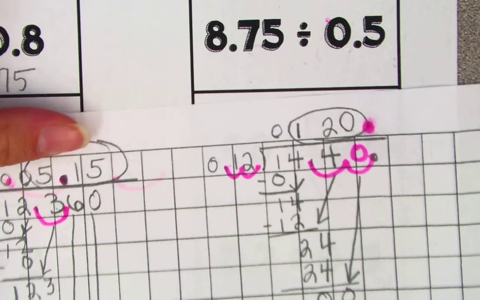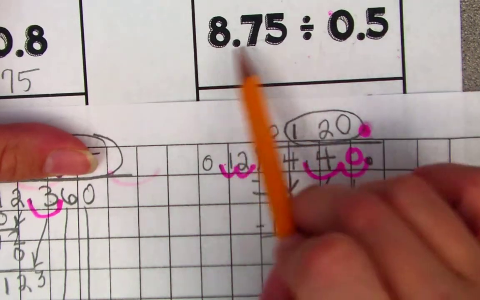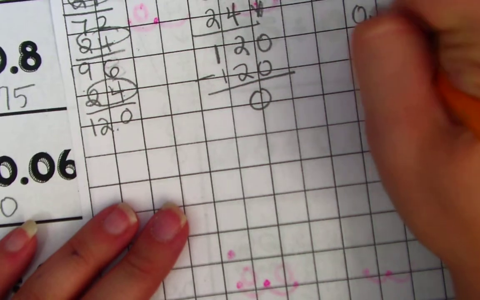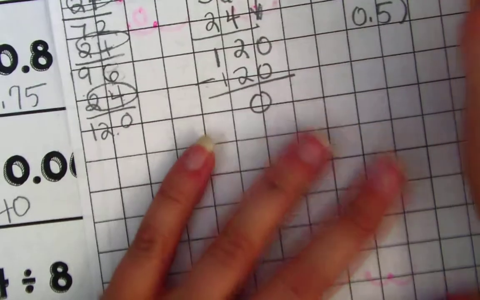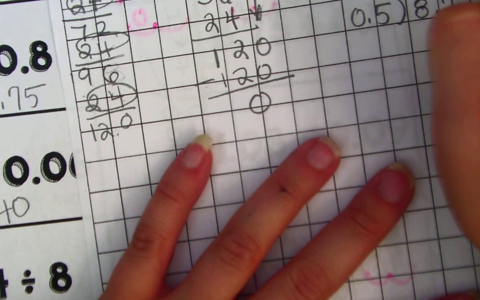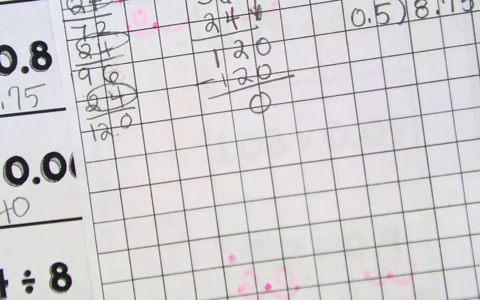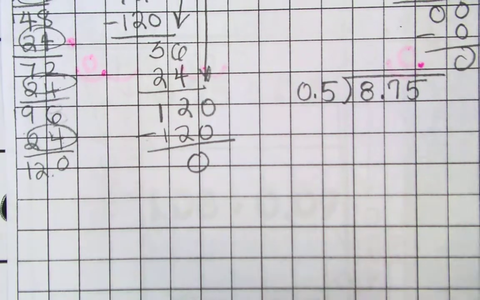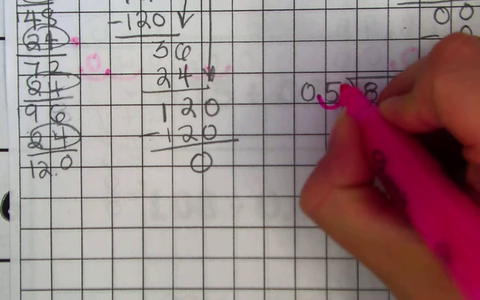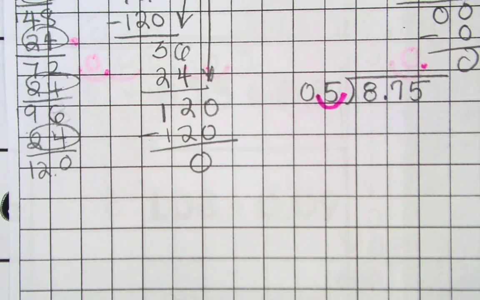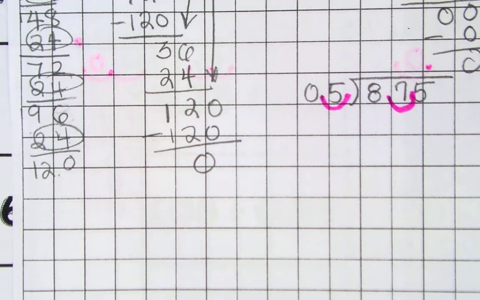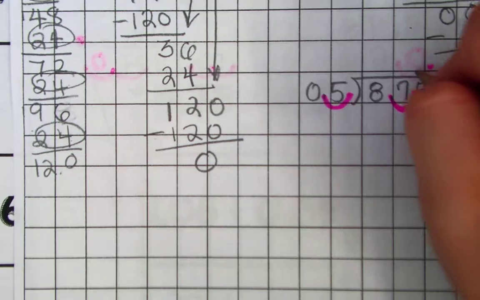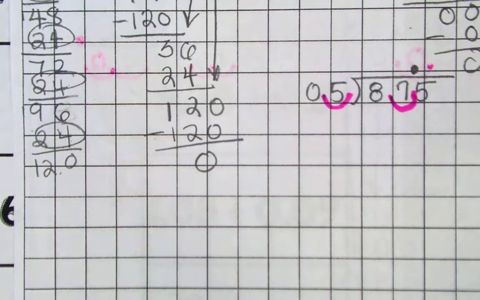Okay? Let's look at the next one. 0.5 divided by 8.75. So 0.5 divided by 8.75. I got to go over one spot. So now my new decimal place is right here between the 7 and the 5.